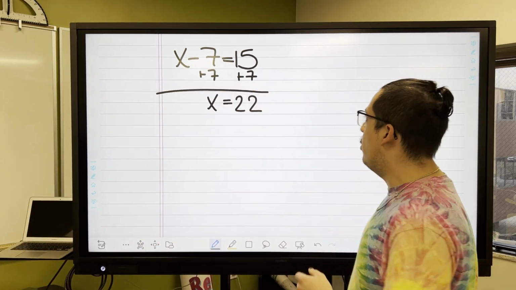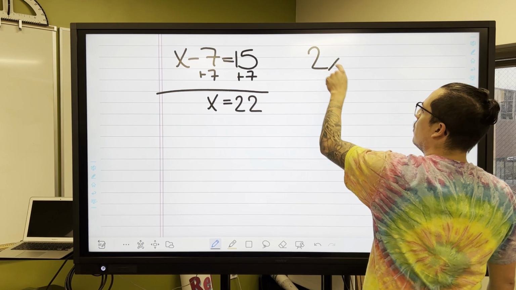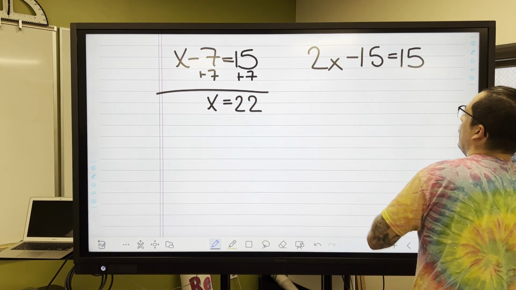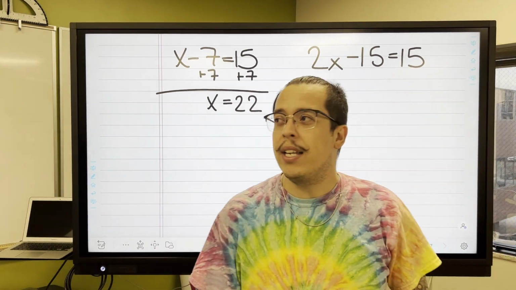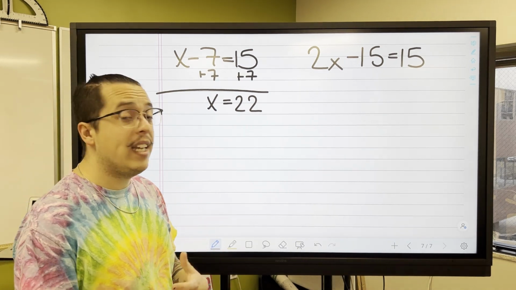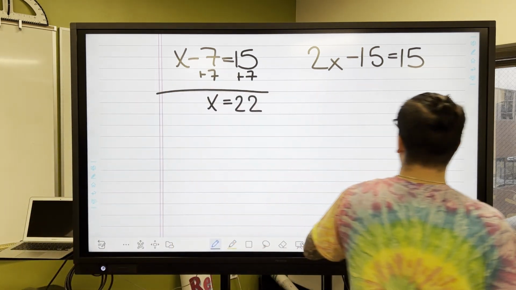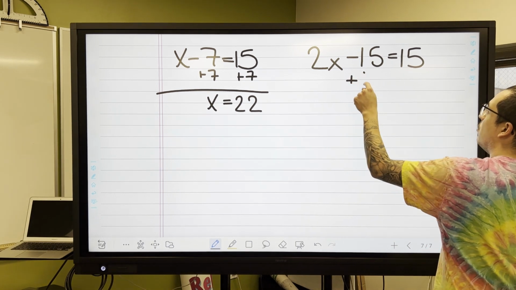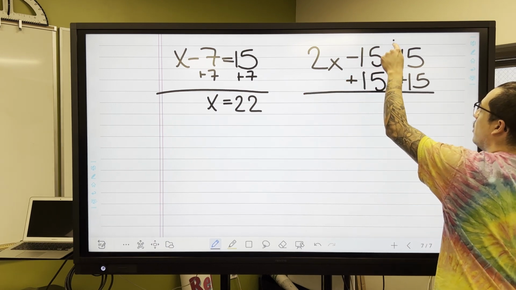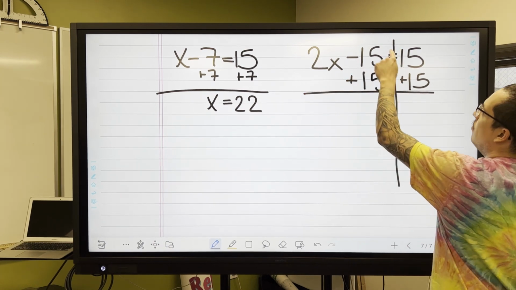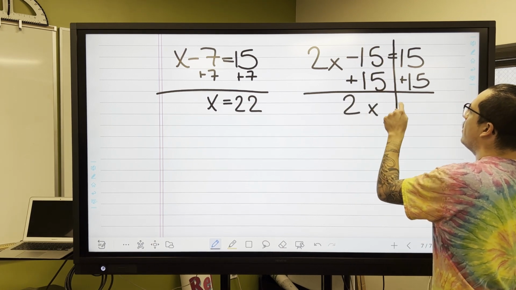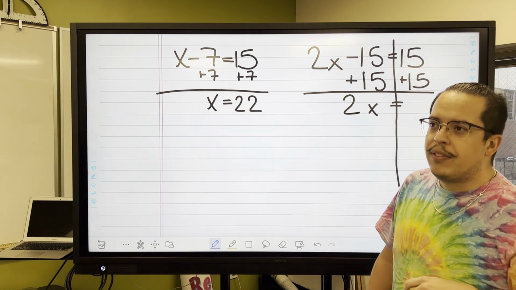Here's another equation. 2x minus 15 equals 15. And this equation is a little bit more complex than what we've looked at in the previous two examples, but we can still use our algebra techniques to solve this equation. I'll add 15 to both sides of our equation. Here's the wall. And negative 15 plus 15, that cancels out, and we're left with 2x equals 15 plus 15.